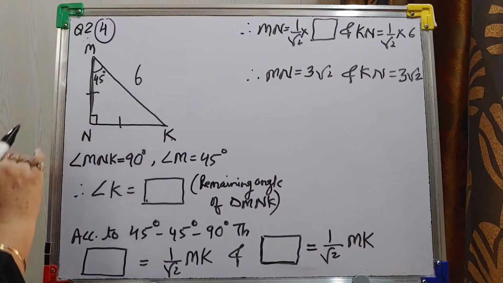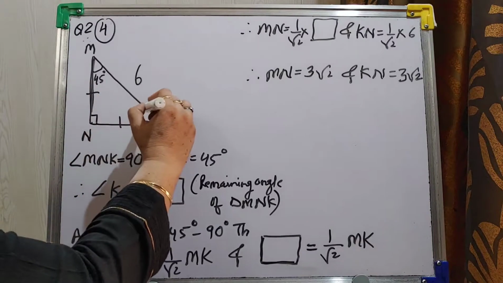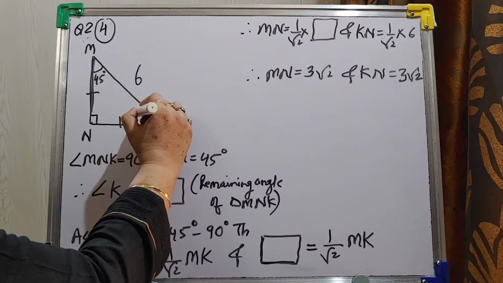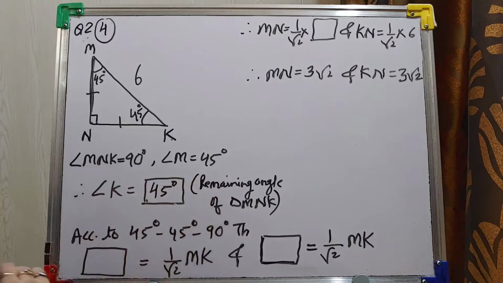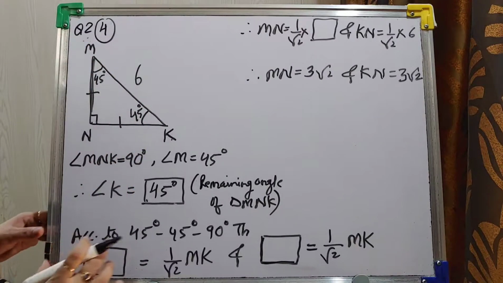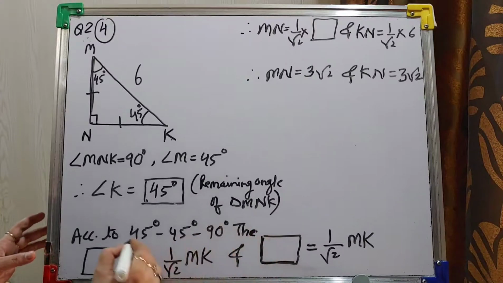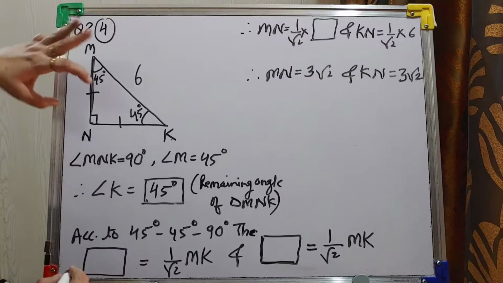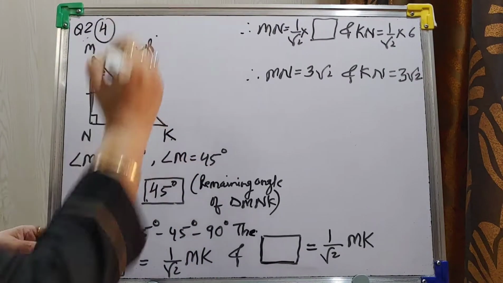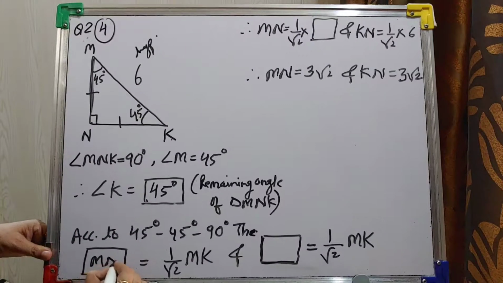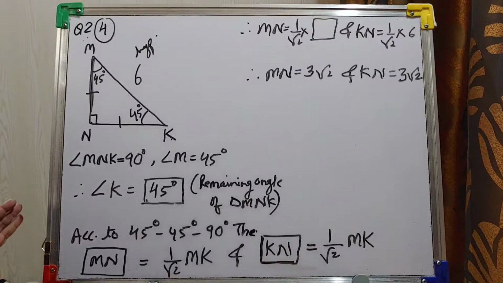Now students, look here. It is a right angle triangle and isosceles because these two sides are equal. So this angle will also be 45 degree, so your K will also be 45 degree. So now the type of triangle is 45, 45, 90, and we can apply the 45, 45, 90 theorem. According to it, both the sides will be 1 by root 2 of hypotenuse. MK is your hypotenuse. So MN is 1 by root 2 of hypotenuse, and same way KN is also 1 by root 2 of hypotenuse.